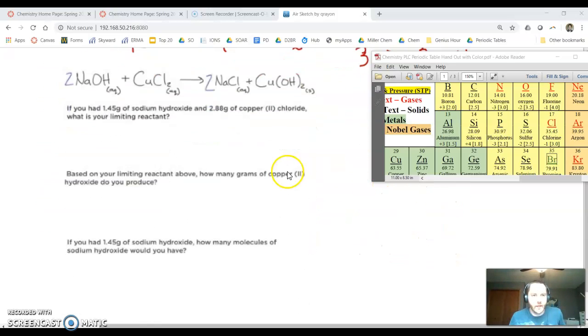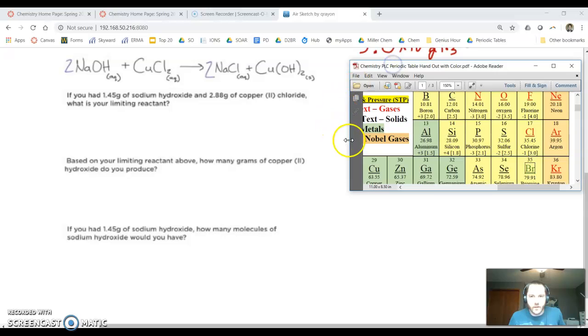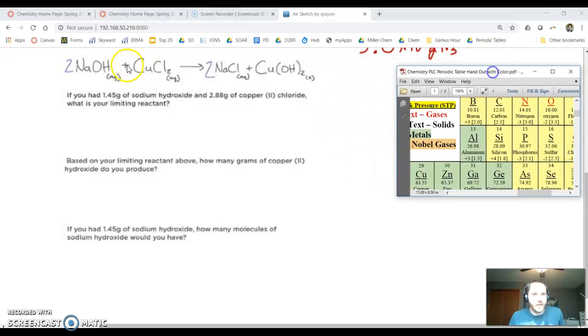Coming down to this next question here, we can see sodium hydroxide reacts with copper chloride, produces sodium chloride and copper hydroxide. So if you had 1.45 grams sodium hydroxide and 2.88 grams of copper chloride, which was your limiting reactant? I'm going to do this the same way. I have this. I have this. So I'm just going to take this one and solve for what I need, because I just always feel like this is the easiest way to solve for these.